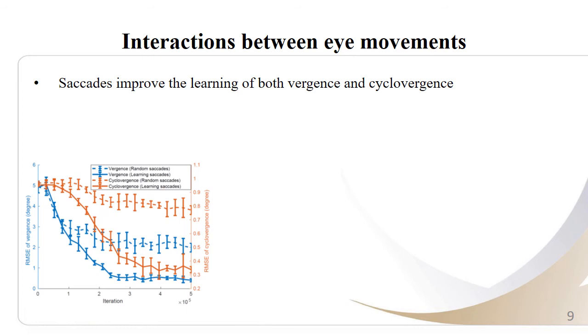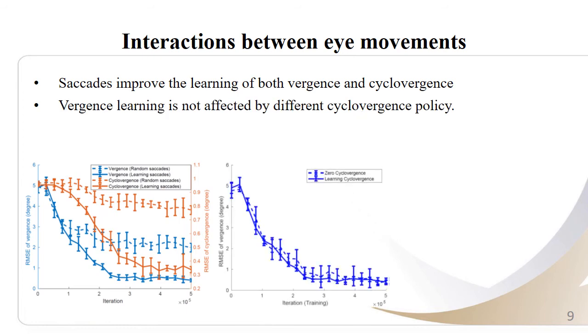We then study the interaction between vergence and cyclovergence. It turns out the vergence learning is not affected by different cyclovergence policies. We trained vergence with two different cyclovergence policies, zero cyclovergence and learning cyclovergence. The result is as shown in this figure.